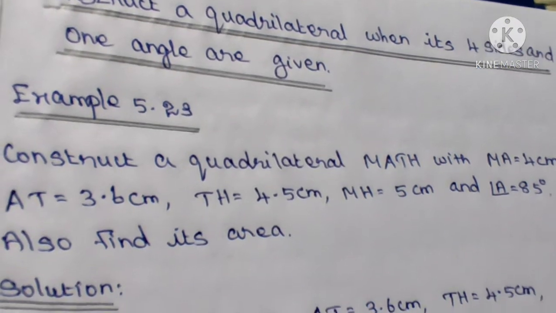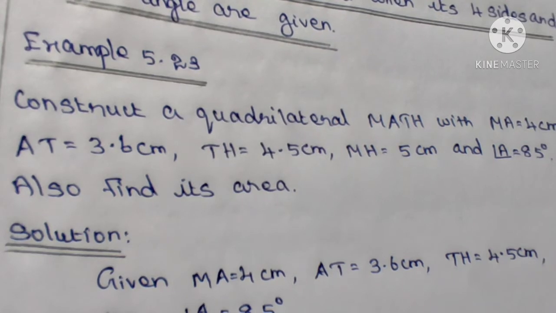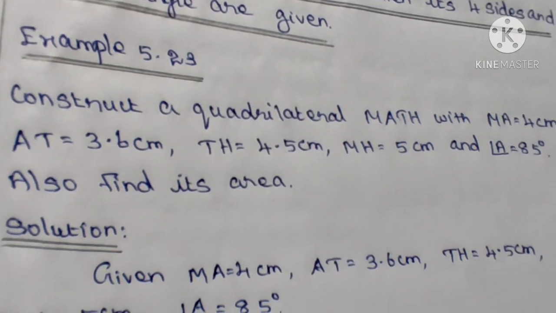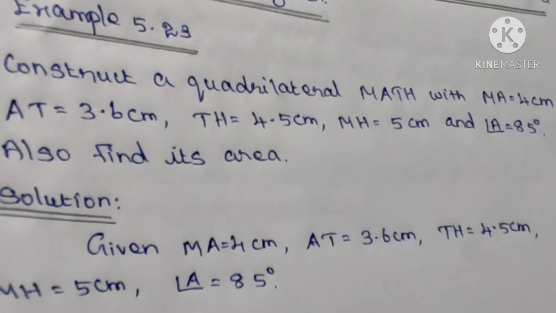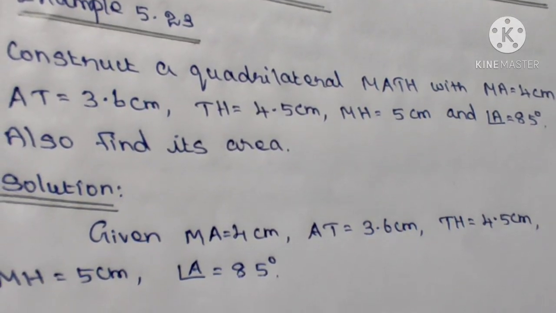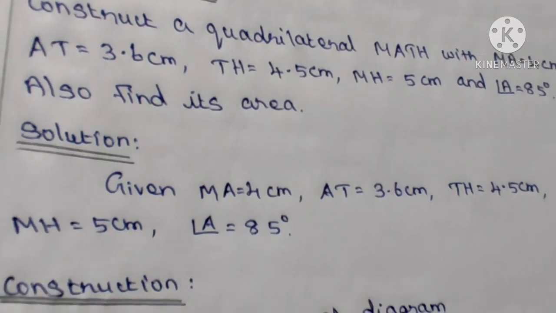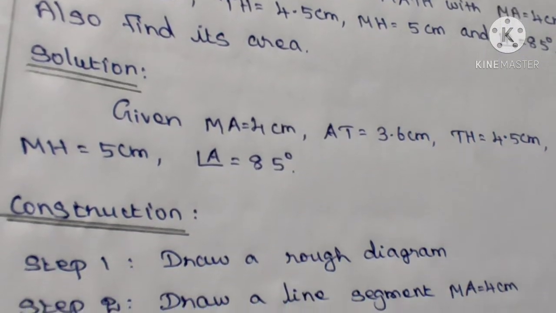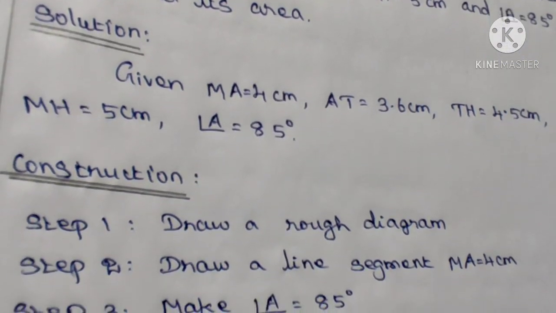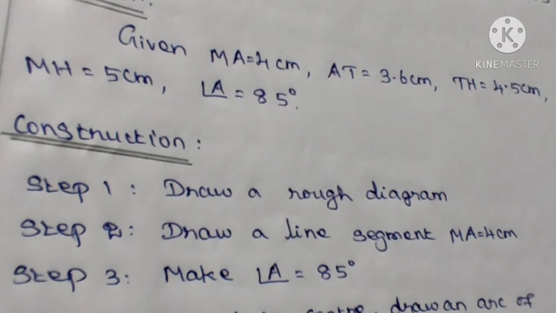Listen to the given part. What values are given? MA is 4 cm, AT 3.6 cm, TH 4.5 cm, MH 5 cm and angle A is 85 degrees. First of all, I will explain the construction of the problem. Listen to the construction. First step, draw a rough diagram. Step 2, draw a line segment MA 4 cm. And step 3, make angle A 85 degrees.